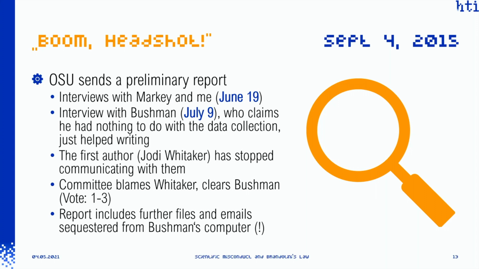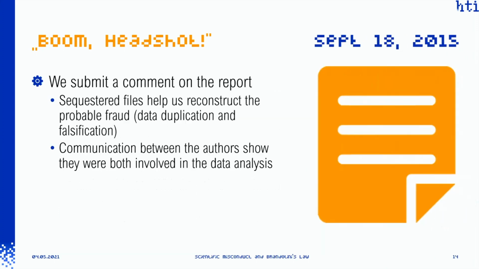And so we used those files to reconstruct the probable fraud. We think we know what happened. Some of the data were duplicated, and there were clear indications that in some of the cases, numbers were changed, which is falsification of data, of course. And the communication, which was also part of those files, clearly shows that they were both involved in the data analysis. There were appointments made for when they would meet to run analysis and so on.